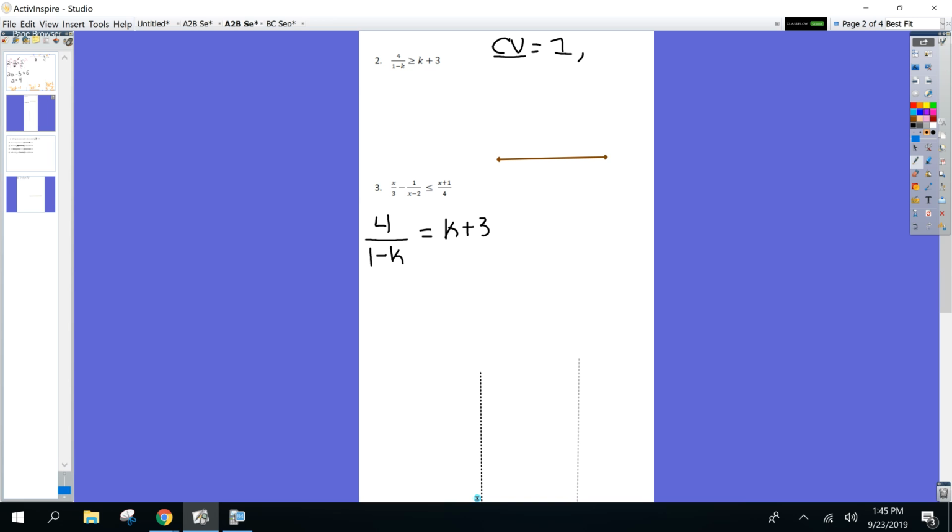1 minus k? Okay, so that will get multiplied by 1 minus k. Well, what else is going to get multiplied by 1 minus k? K plus 3. The k and the plus 3 are separated by the plus sign, so they get multiplied by it as well, both of them. All right, what crosses out? 1 minus k. What's left? 4. Ready? 4 equals, nothing crosses out, so you end up distributing.